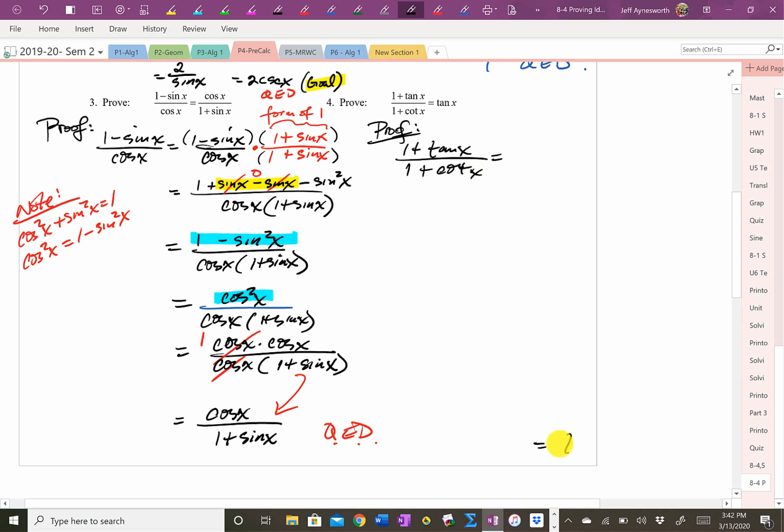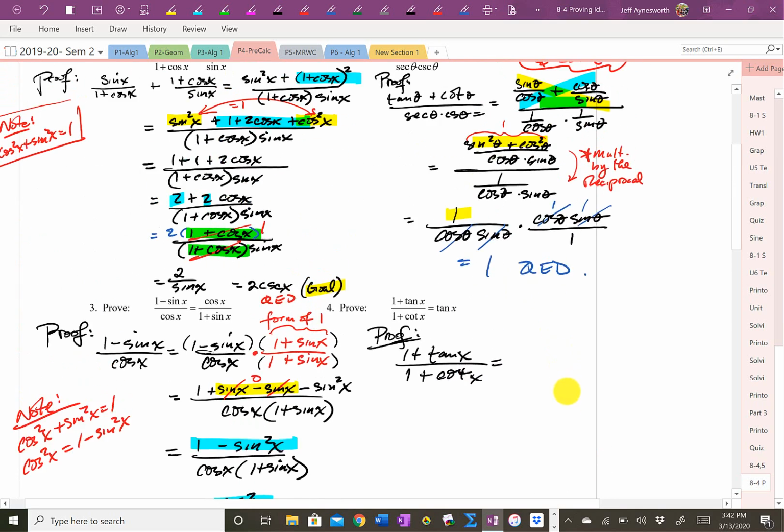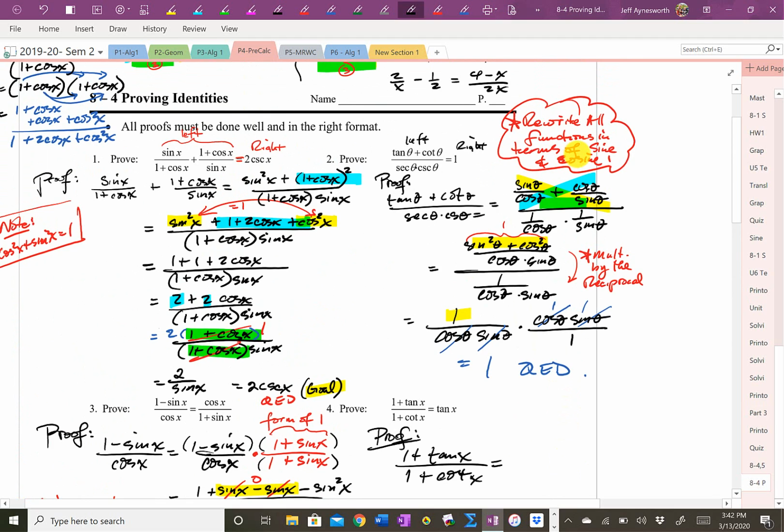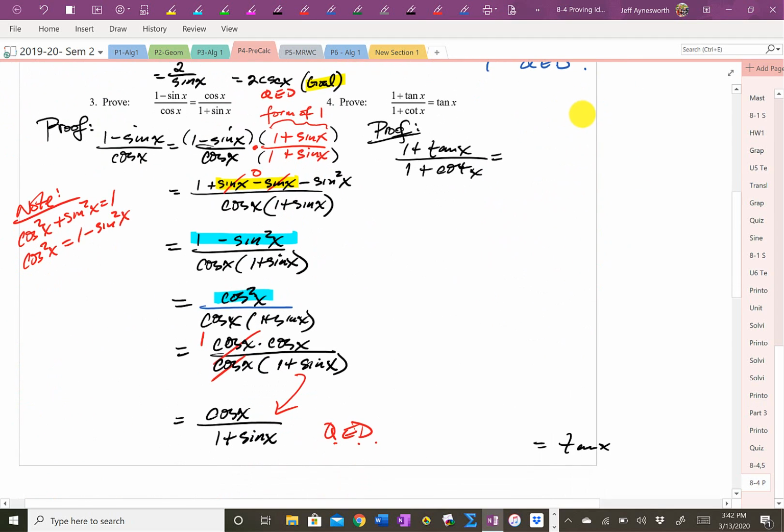So we've got to show that this is equal to tangent x. That's the right-hand side. You have to change here and rewrite everything in terms of sine and cosine, as I stated up here in number 2. Very, very simple procedure. So this is going to be 1 plus sine of x over cosine of x, all divided by 1 plus the reciprocal of that, which is cosine x over sine x. Remember, tangent is sine of x over cosine x. Cotangent's the reciprocal, so you just reciprocate it.